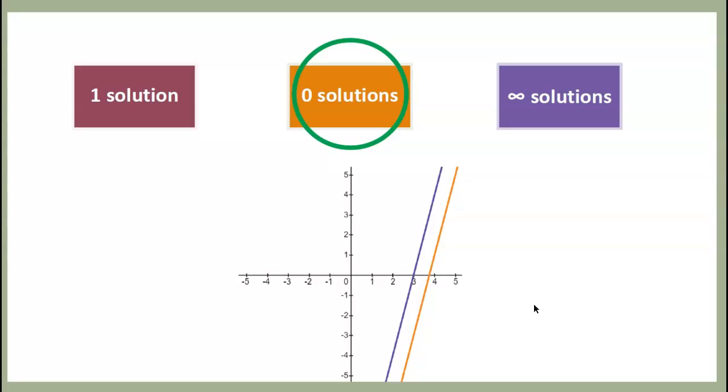That was 0 solutions. These are parallel lines going up forever. They're the same distance apart the whole time. They never get closer, they never get further apart. No intersections means no solutions. Great job on all those. Hopefully you're getting the hang of that, figuring out how many solutions based on the graph.